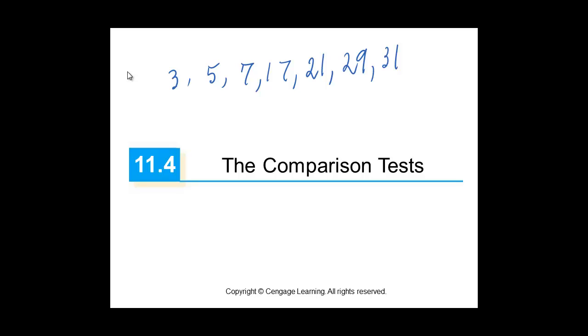Remember, in section 11.2 we learned that if you have a geometric series, whether it is convergent or divergent depends on the common ratio, right? In 11.3 we learned the integral test, right? And that is also a test to determine whether a given series is convergent or divergent. We are going to learn two more today.